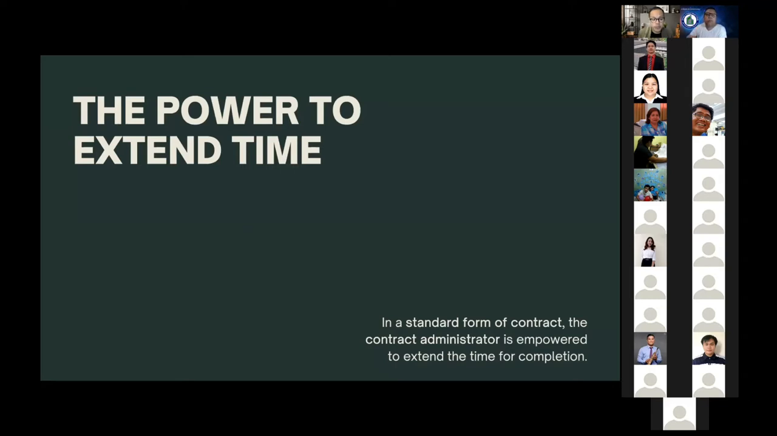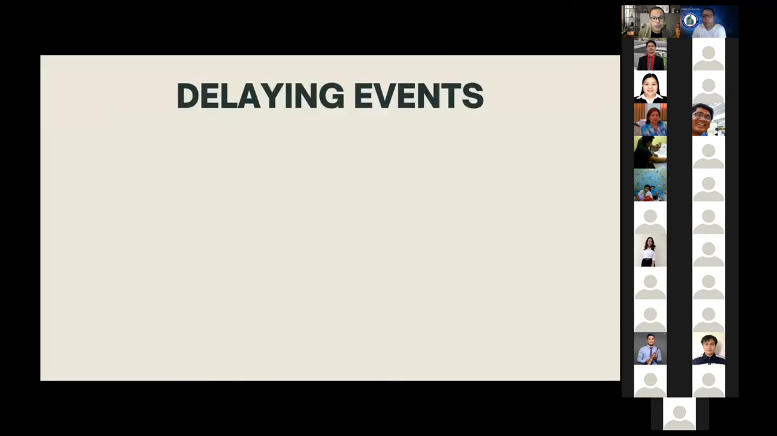This was the position of the court in the case of John Barker versus London Portman, where the court held that the court or an arbitral tribunal may open and review the decisions of the contract administrator when the mechanism provided for in the contract has broken down, or when the provisions of the contract are incorrectly applied or interpreted in a manner that is biased to one party and therefore not fair. So what are the delaying events?